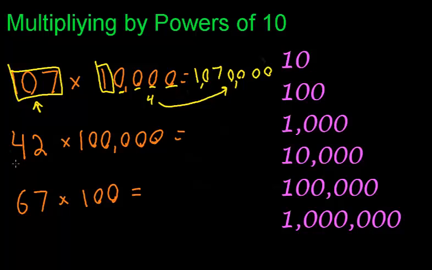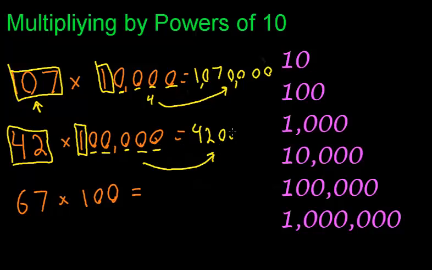All right, for the next one, multiply 42 and 1 to get 42. And count the number of zeros. 1, 2, 3, 4, 5. Add that to our answer and add in the commas every 3. So we get 4,200,000.